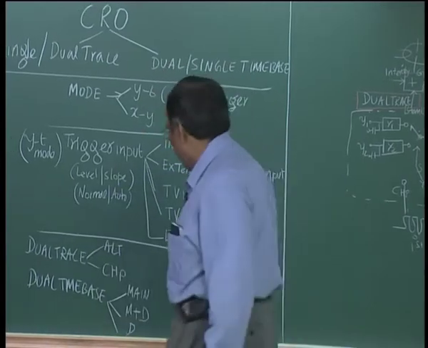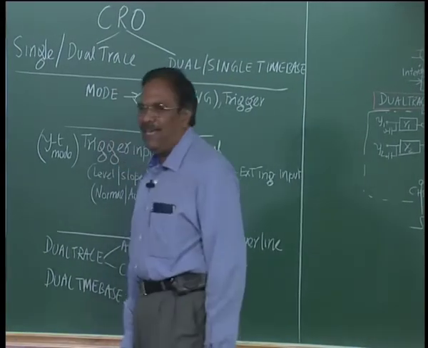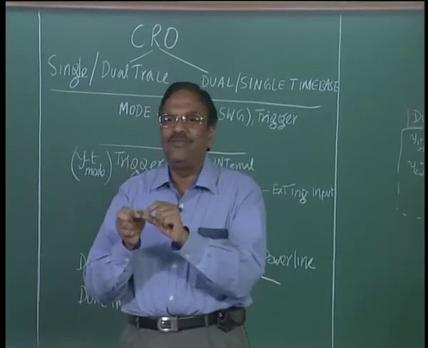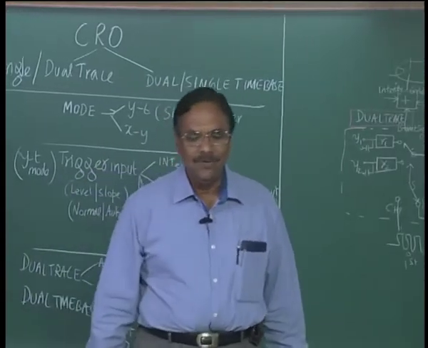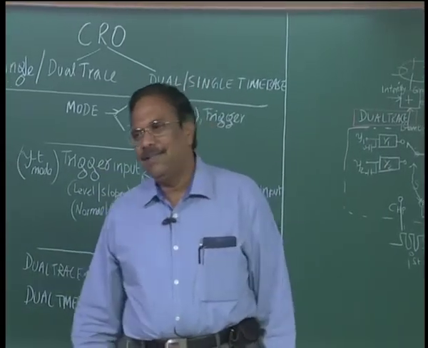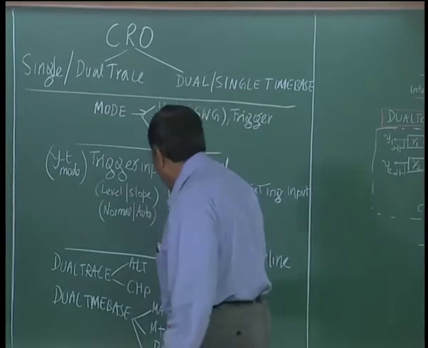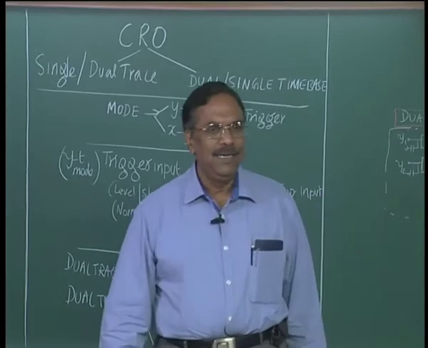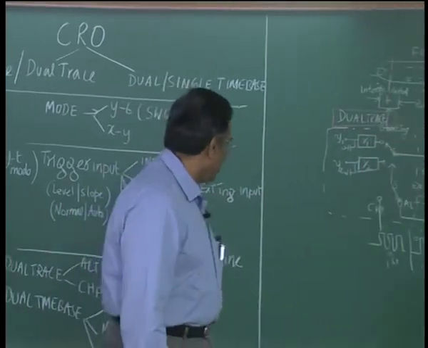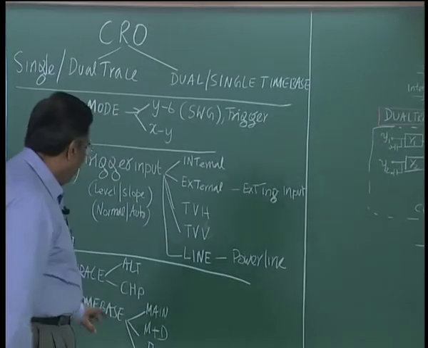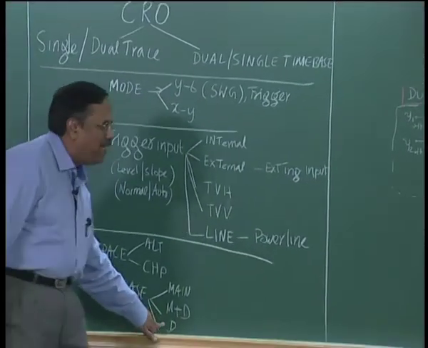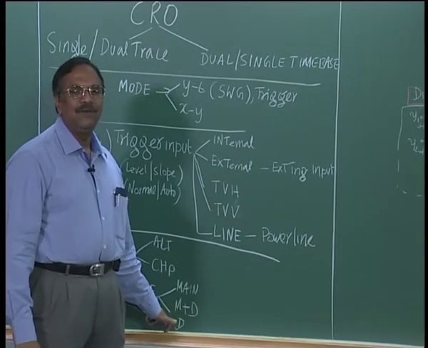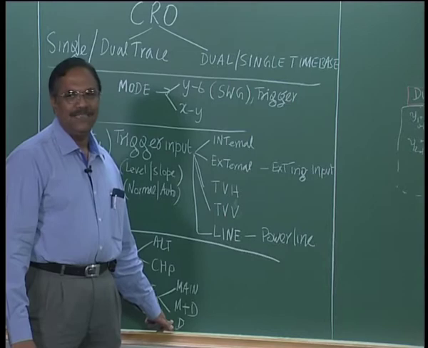You can switch on both main and delay, so both will be displayed: the full waveform will be displayed and the portion that you have selected using the delay trigger would also be displayed. Then it is also possible to suppress the main and see only the delay time base. In such a case, we have to be very careful, because in the delayed time base mode alone, synchronization becomes very tedious and difficult.